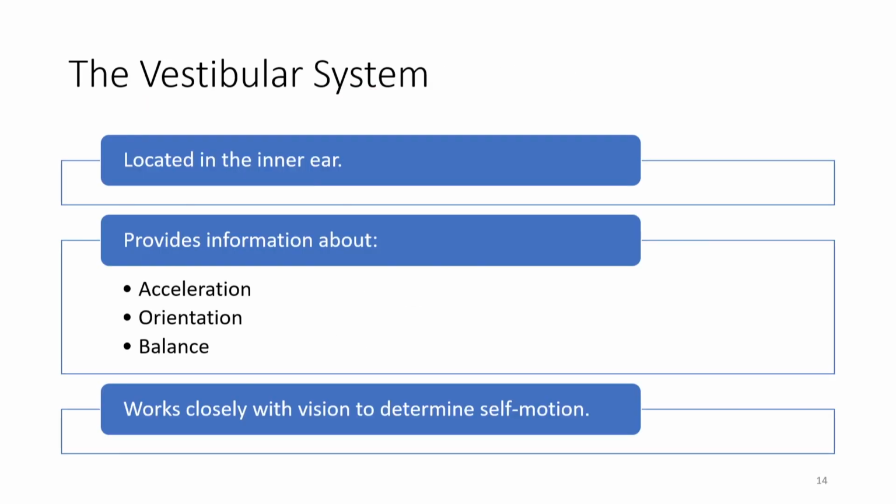The next key system that XR systems target is the vestibular system. The vestibular system is located in the inner ear. It provides information about the acceleration that you are experiencing, your orientation and your balance. It works closely with your vision to determine where you are moving, your self motion.